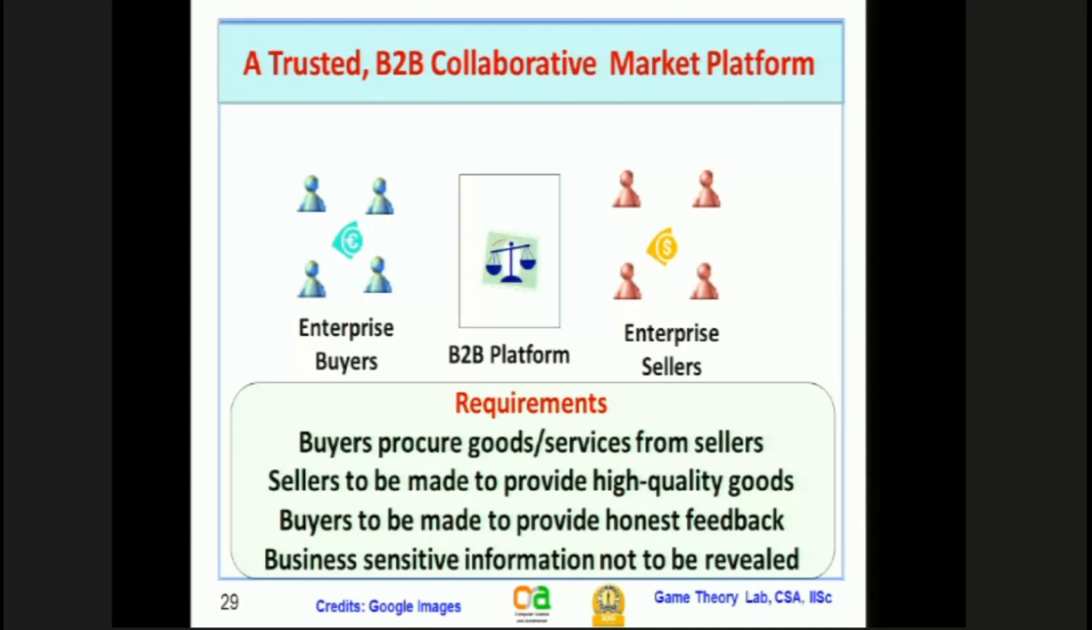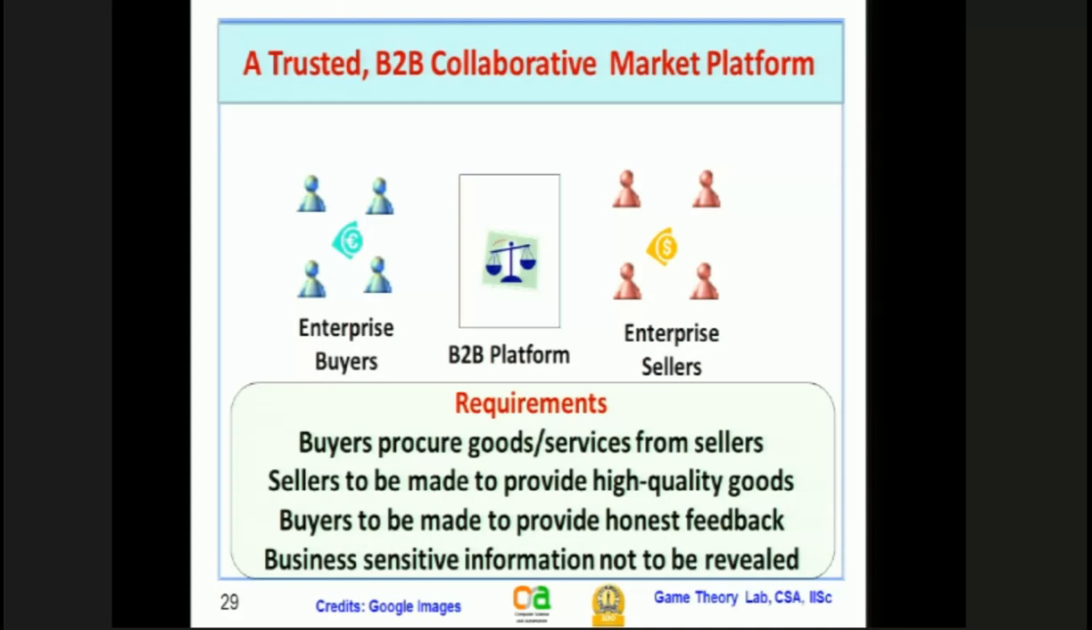In a traditional supply chain setting, the buyers and sellers may be known to one another. But in a global scenario, the buyers may not know the sellers, and the sellers may not know the buyers. And yet, a blockchain-based platform can be used for such applications. So what could be the requirements here? Buyers procure goods and services from the sellers. The sellers are offering goods or products or services, and the buyers are trying to procure them.